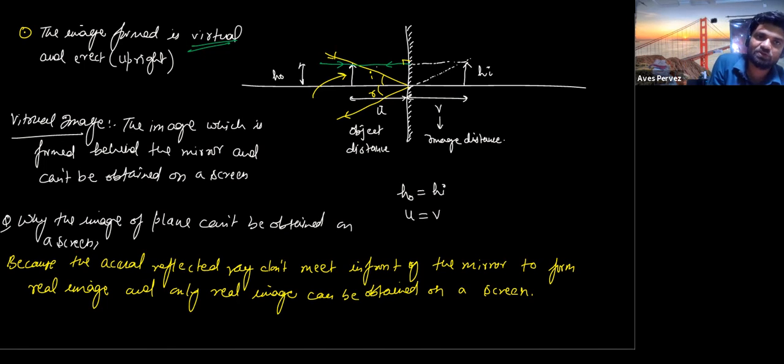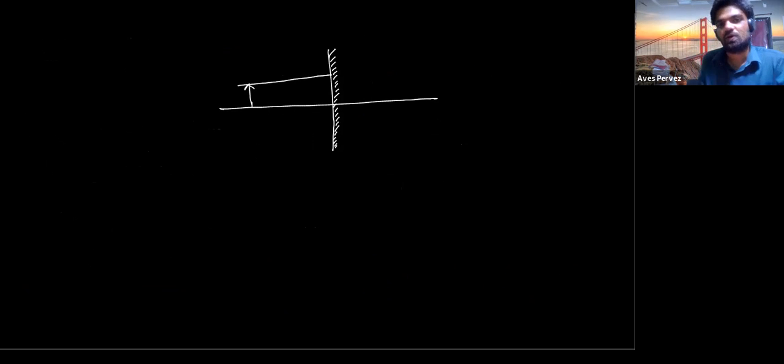Let me explain this. This is a plane mirror, dear student, and we have an object here. Let's suppose the first ray is moving like this, at 90 degrees to the mirror. If the angle of incidence with the normal is 0, then this reflected ray will come back on its original path.